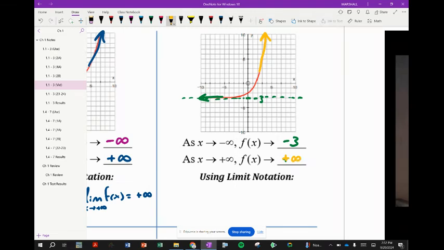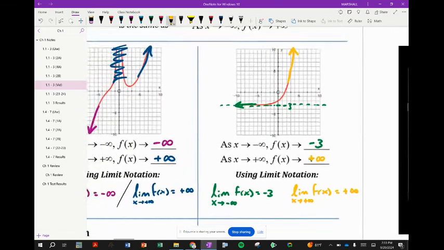So if your limit, which I'm about to write right here, is approaching a number, that is a telltale sign that you have a horizontal asymptote there. So as we approach negative infinity, as we go left, this function is approaching -3. As we approach positive infinity, this function is approaching positive infinity.